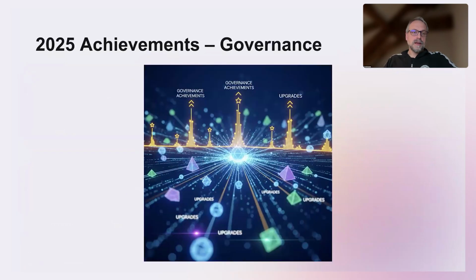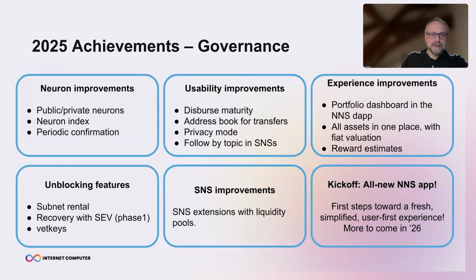Next slide. So next up is the governance team. Next slide, please. Where we did improvements in many areas. So we improved around neurons with public and private neurons, and then the neuron index, which you can now use to iterate over all public neurons. Full rollout of periodic confirmation to enable more active participation in governance and so forth.